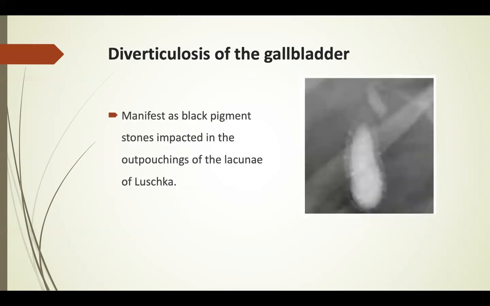Another condition is multiple diverticula of the gallbladder. You can see there are multiple white patches. There are many; these lacunae of Luschka outpouch outside and can give rise to multiple diverticula. And diverticula again are things that predispose to infection and sepsis. So it is better to operate if the ultrasound report shows diverticulosis of the gallbladder.